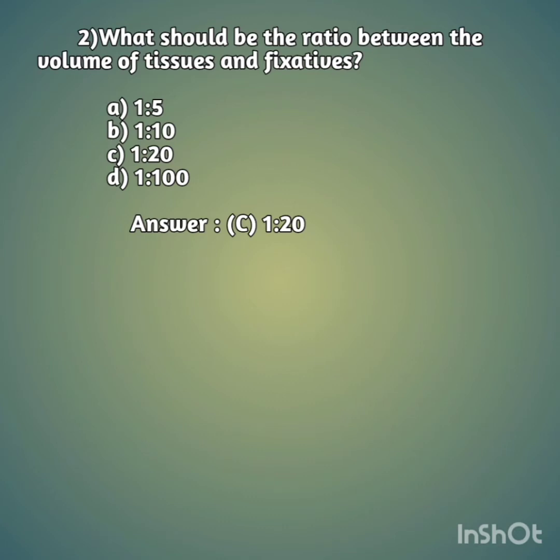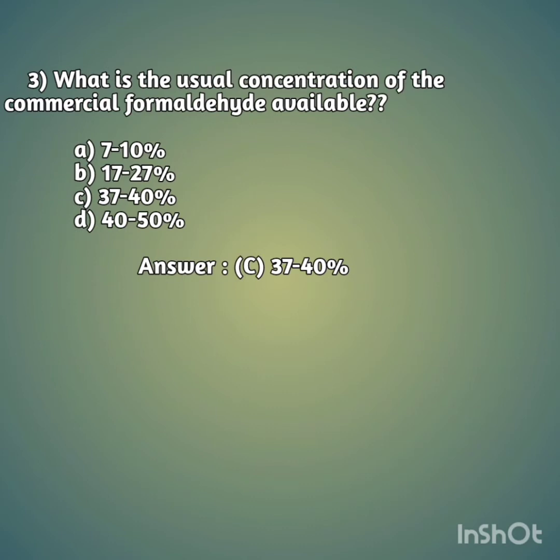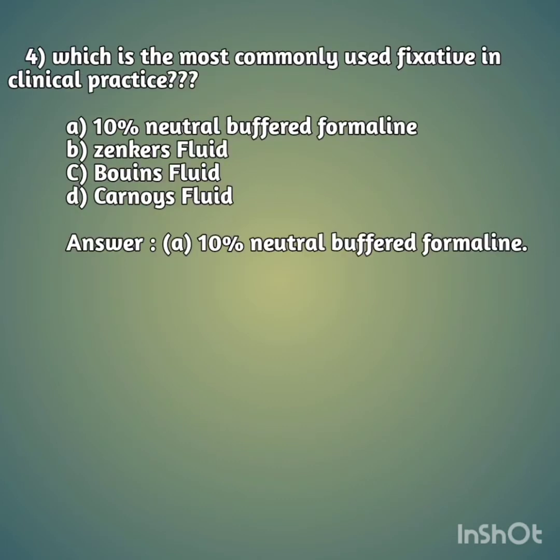Our third question is, what is the usual concentration of the commercial formaldehyde available? The normal formaldehyde which will be available, here they are asking the concentration of it. Option A, 7 to 10%, option B, 17 to 27%, option C, 37 to 40%, and option D, 40 to 50%. So your answer is C, 37 to 40%.